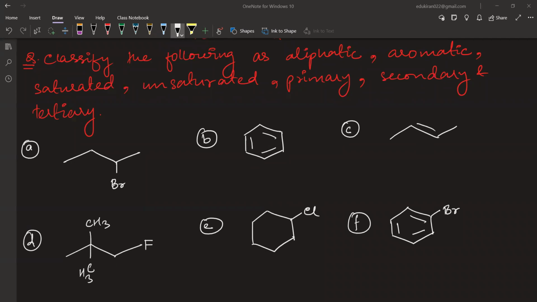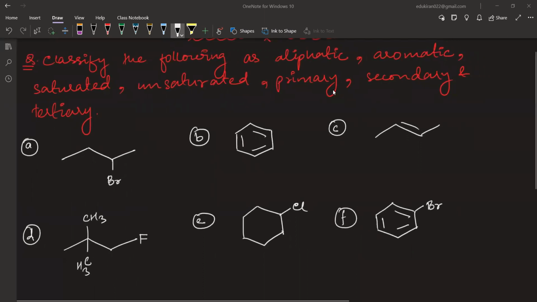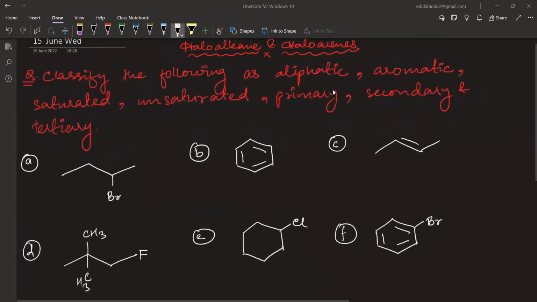Okay, great. Please write these questions, all the 6 structures also. And then you have to classify the following as aliphatic, aromatic, saturated, unsaturated, primary, secondary, and tertiary. All of you wrote the question, yes or no? Fahad, Huzaifa, Sarah, Adriel, Abdurrahman, everyone done writing the question? Okay, fine, great.